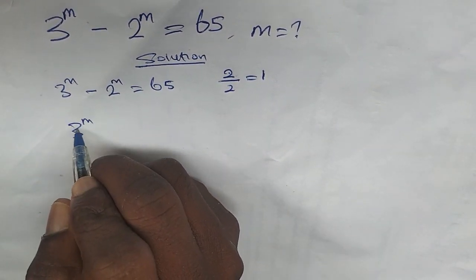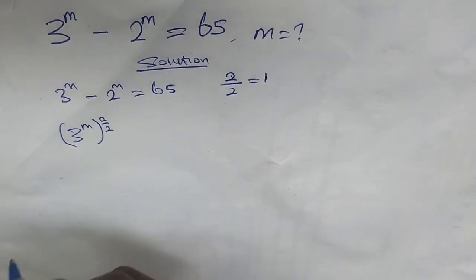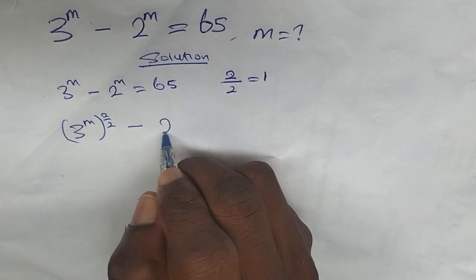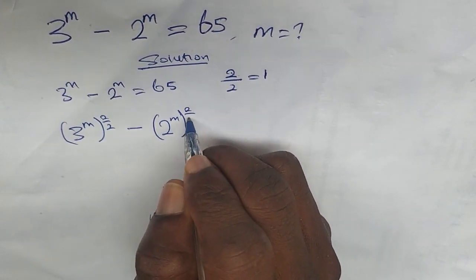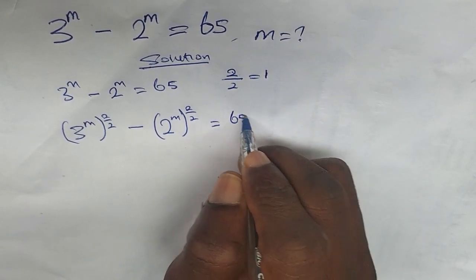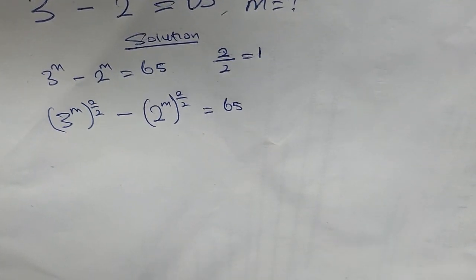So I'm going to say 3 to the power of m, open bracket, close bracket, 2 over 2. So nothing still changes. It still remains the same, right? Minus 2 to the power of m. I'll do the same thing here, 2 over 2, is equal to 65. Okay, this is what I'm trying to say.